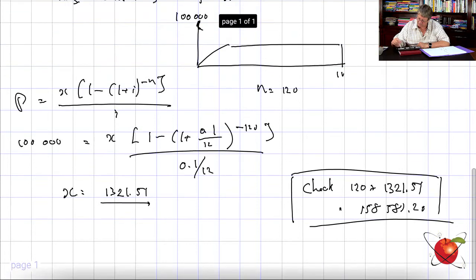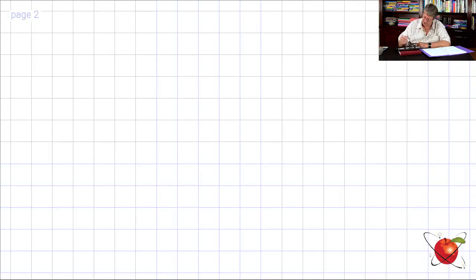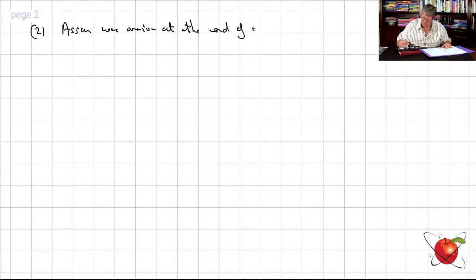Right, now I say to myself, okay, let's just go back. Part 2 of this is now assume we arrive at the end of year 7. At year 7, what's the outstanding balance?